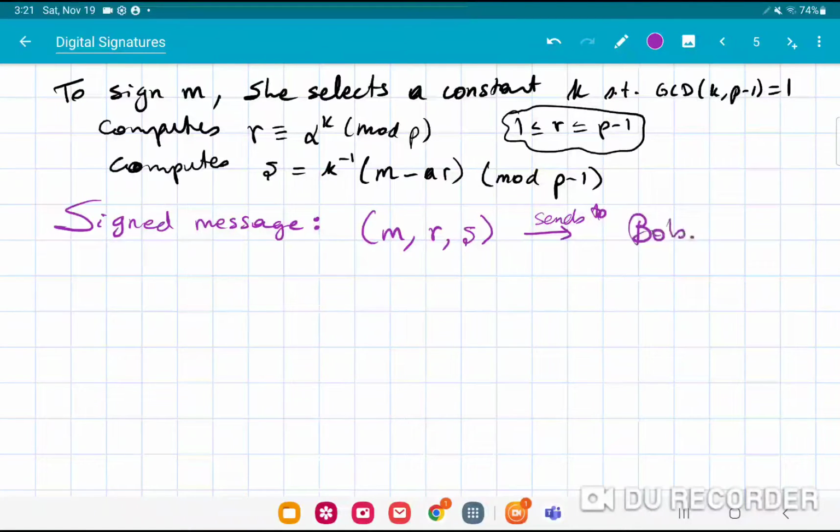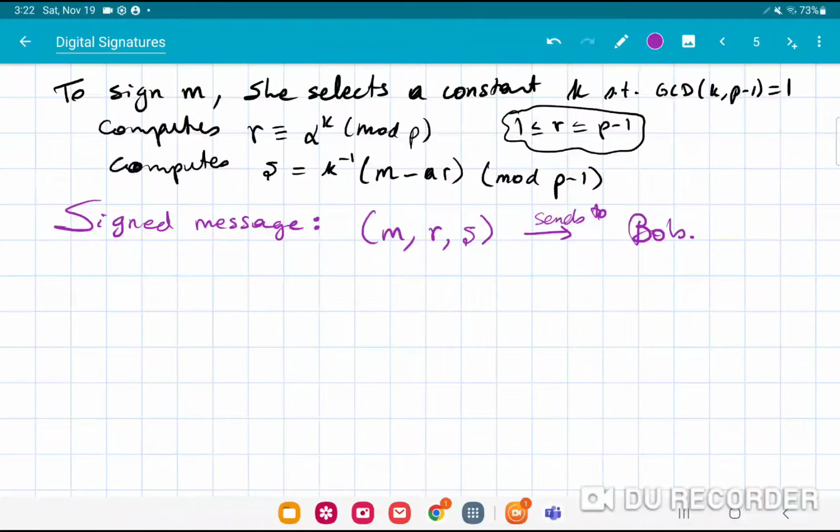Okay, so Bob gets these 3 numbers. How does he verify this message? Once again, R is calculated as alpha to the power of K, and S is calculated as this linear multiplication of K inverse times (M minus AR), mod P minus 1. Okay, R is calculated mod P, but S is calculated mod P minus 1. So that's what she's sending to Bob.